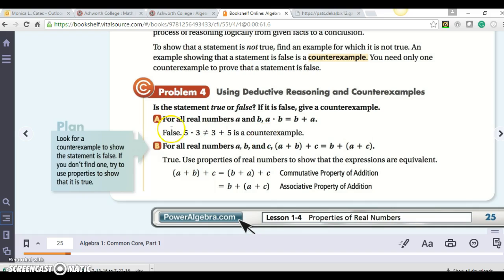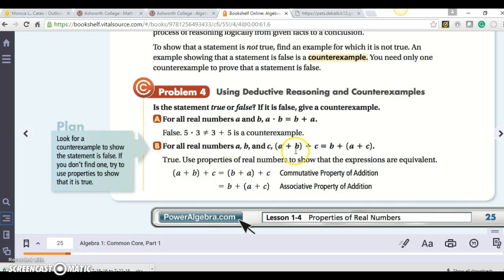So here I have real numbers a and b. a times b equals b plus a. Well, their counterexample, if a is 5 and b is 3, 5 times 3 is 15, does not equal 3 plus 5, which is 8. So that's my counterexample.